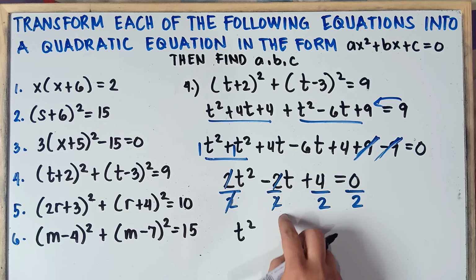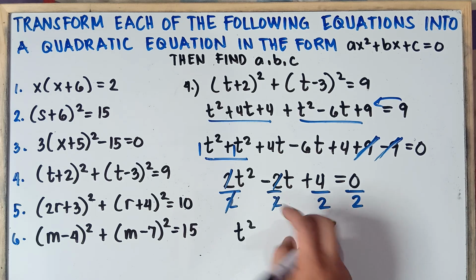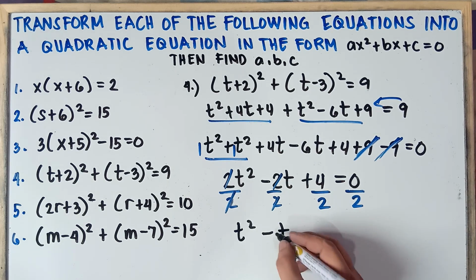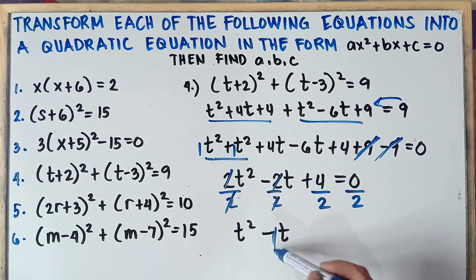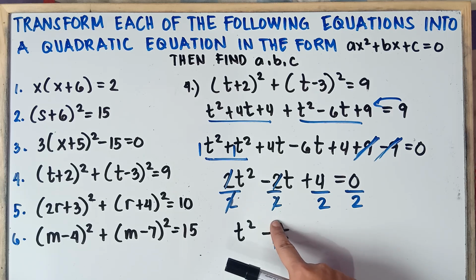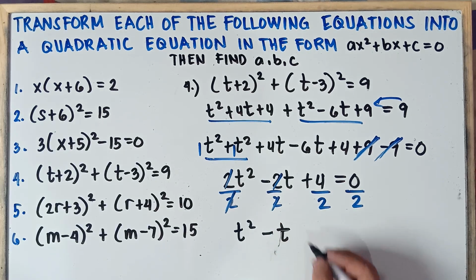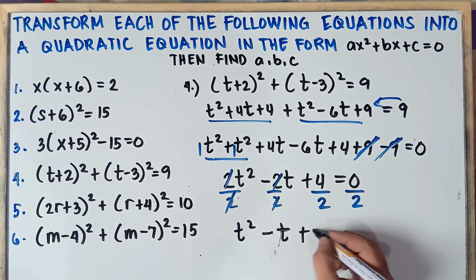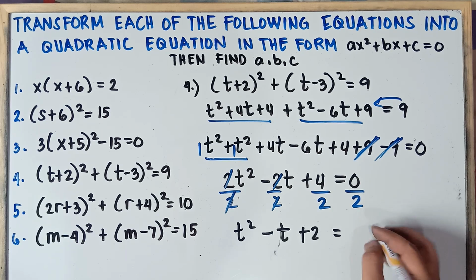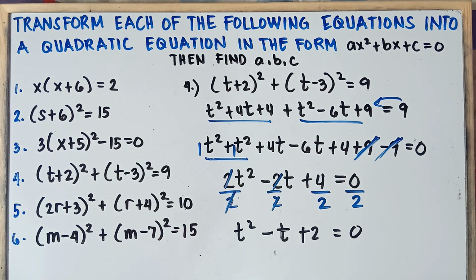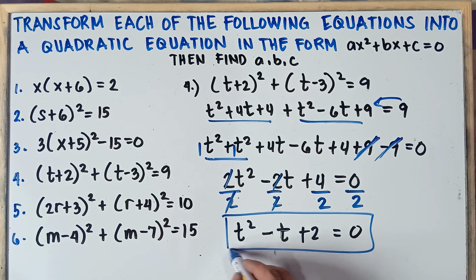So we can divide this one. 2 divided by 2, that's 1. So this will be minus t. Minus 1t, that's okay, but understood that there's 1 here, so just simply erase this one. Understood to be 1, class. So minus t, then 4 divided by 2, that's positive 2, equals 0 divided by 2, that is 0. And this will be our final answer, class.